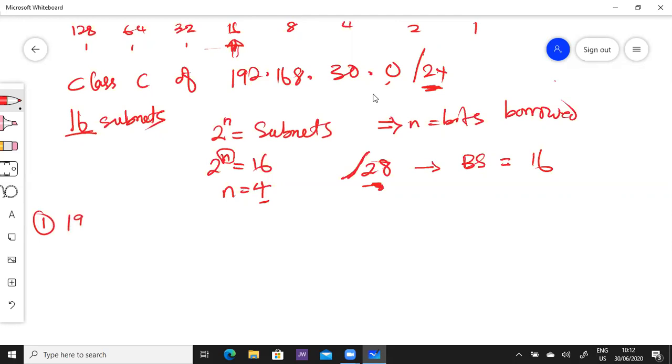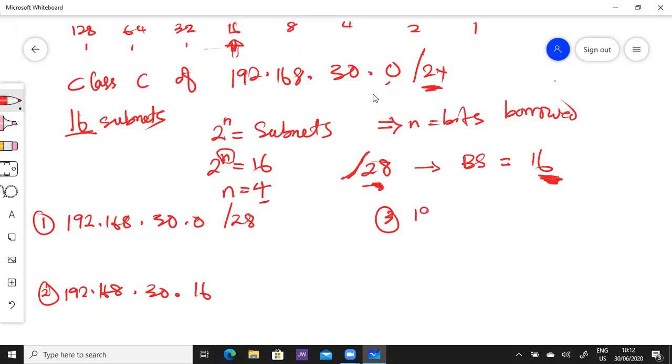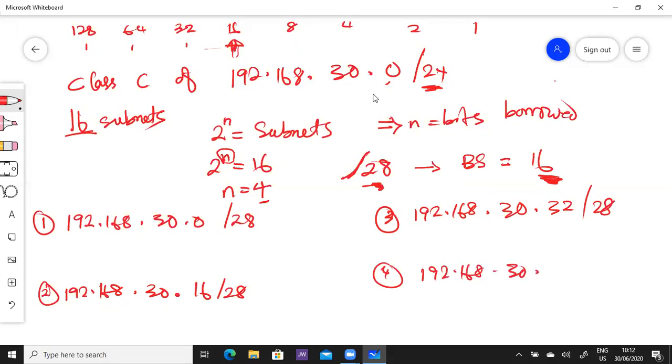The first subnet, just like the mother, but this time the subnet mask is a /28. The second subnet will be 192.168.30.16. We are adding this block size to the 4th octet. The third subnet will be 192.168.30.32/28. All of them are /28. And the 4th one is 192.168.30.48.